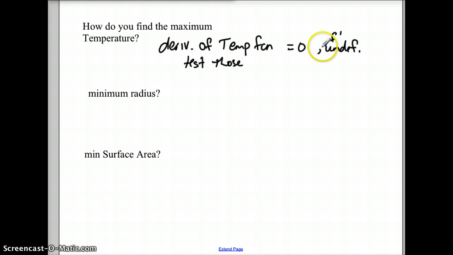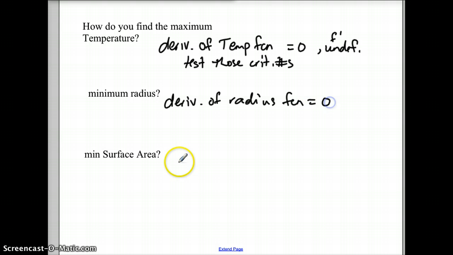So when you set it equal to 0 and find where it's undefined, the critical numbers that you get need to be tested using the first derivative test. And then you can tell if it's a maximum or a minimum. If you're trying to find a minimum radius, you take the derivative of whatever radius equation you have, radius function. Set that equal to 0, etc. You want to find the surface area, you take the derivative of the surface area function, and you set it equal to 0. All right? So whenever you have to find a max or a min of anything, you take the derivative of that thing, and then set it equal to 0 and test it.